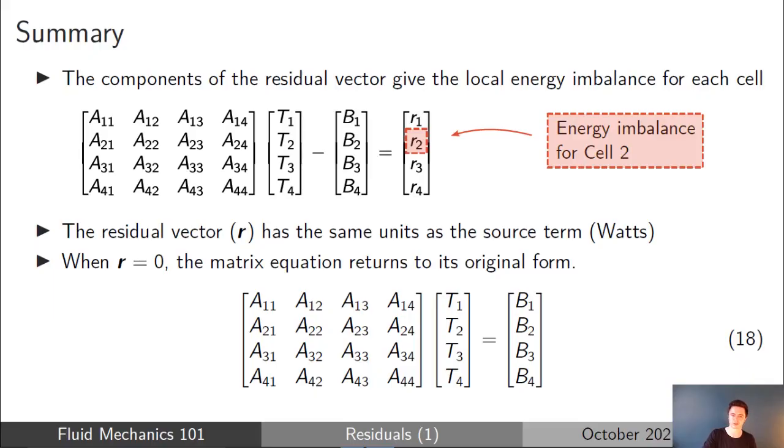And then the final point for the summary slide, of course, is that when R disappears and when R is equal to 0, then we return back to that original matrix equation which we had previously.